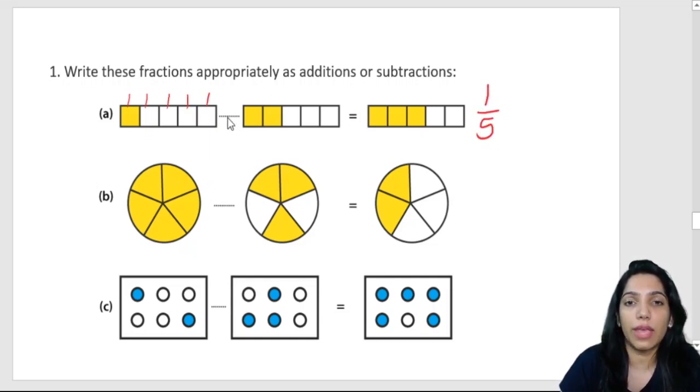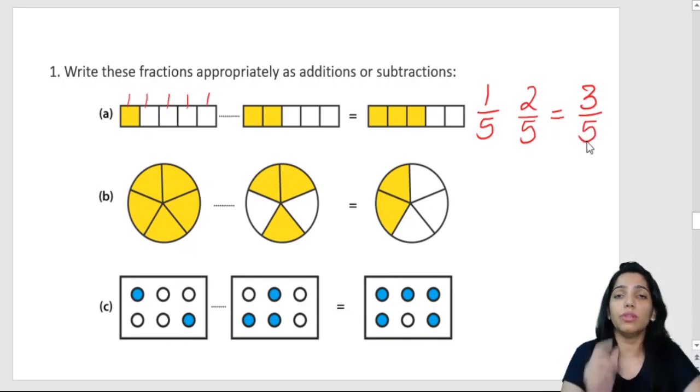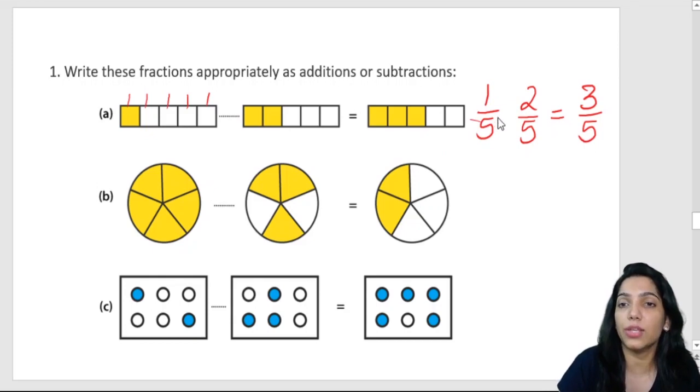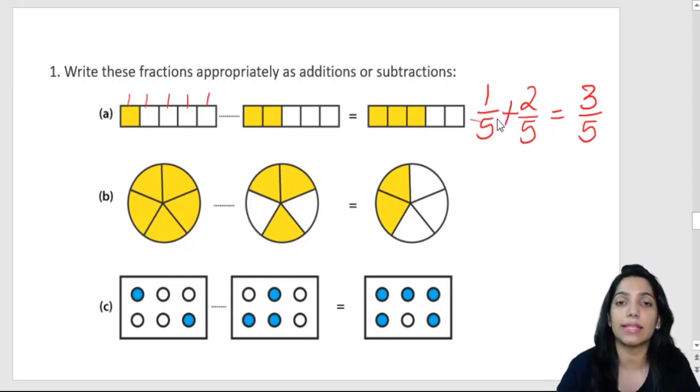Then what sign do we have here? And what do we have here? Look at this carefully. This is 1 over 5. What is this? This is 2 over 5. And the answer is 3 over 5. So what do you think? Which sign should come in between? If you are saying addition, then you are absolutely correct, because if we add 1 and 2, we get 3 as the answer.